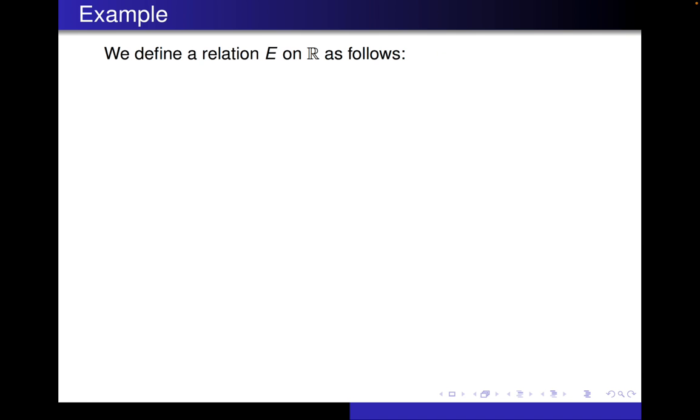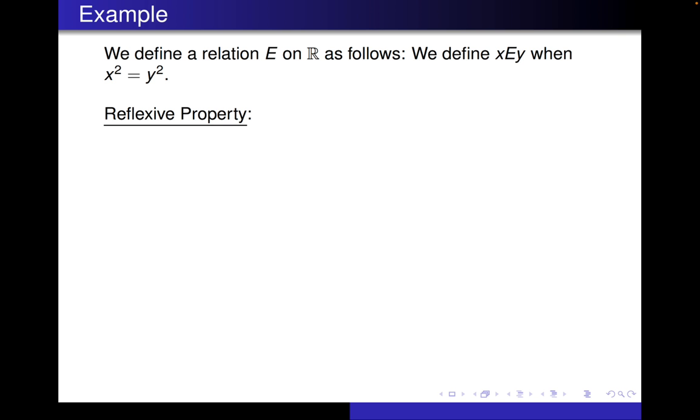So now we're going to define an example relation, and then we're going to prove it's an equivalence relation. We're going to call our relation E, because we anticipate it's going to be an equivalence relation, and it's going to be defined on the real numbers. Here's the definition: x is related to y when x squared is equal to y squared. So we take two real numbers and square them. If their squares are equal, they're related. If their squares are not equal, then they're not related.